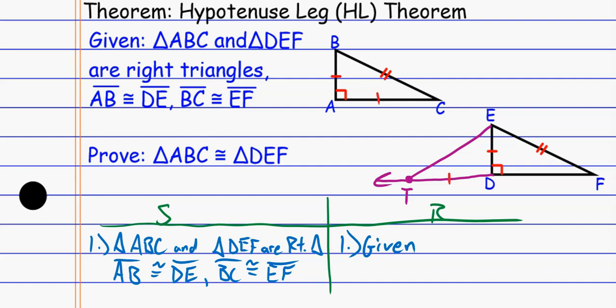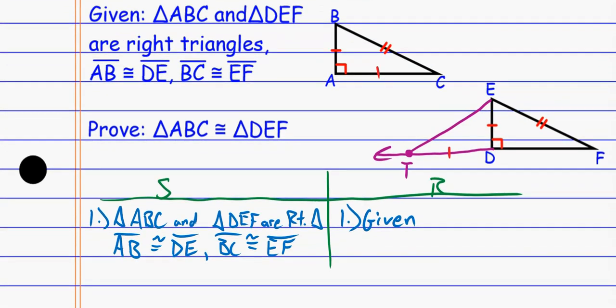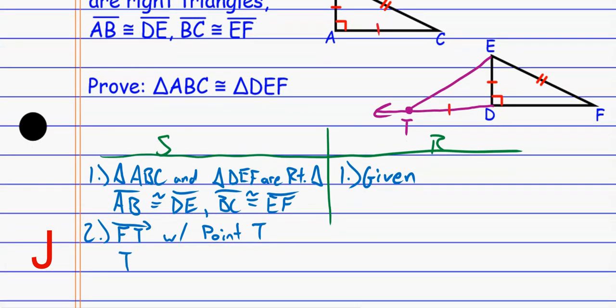And then the next thing I did is I created a situation. I extended, so I created this ray that kind of extends out. So I constructed ray FT with point T, and I created it in a way that TD is congruent to AC. Okay? And we can do that. We can copy a segment. That's part of constructions, which I know we didn't do, but we can talk about those things in this format. So I'm just going to say, well, I constructed it that way.